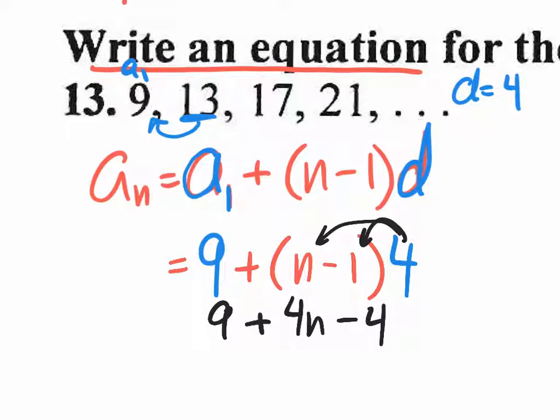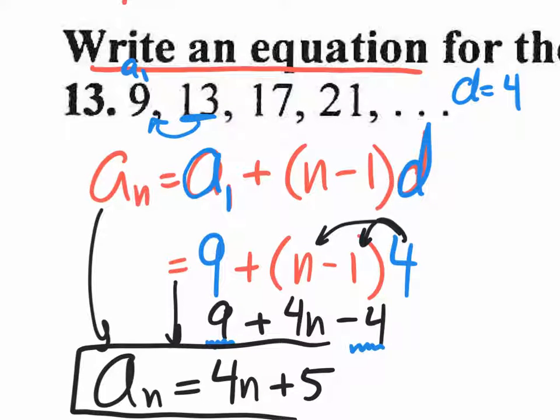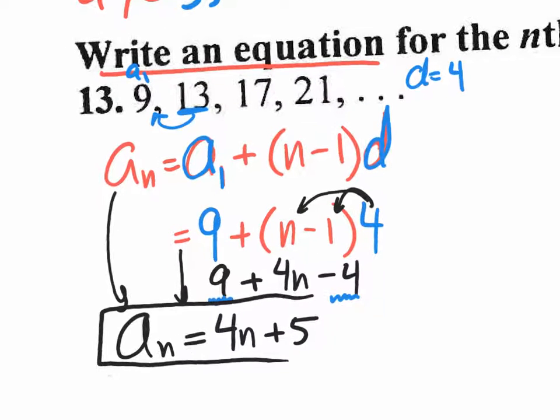Out of those 3 terms, I could combine the like terms, the number 9 with the number negative 4. 9 take away 4 is 5. So my final answer is going to have that 4n first and a positive 5 second. And let's not forget to bring down the equal sign. And the name of this guy is a sub n. Ladies and gentlemen, we have found the a sub nth rule that produces that list. And that's what you're going to be asked to do on the final.